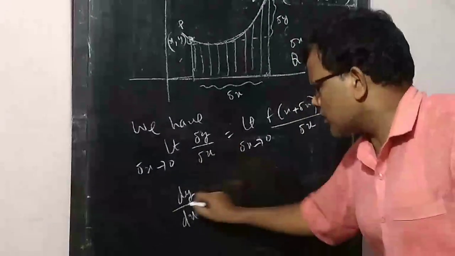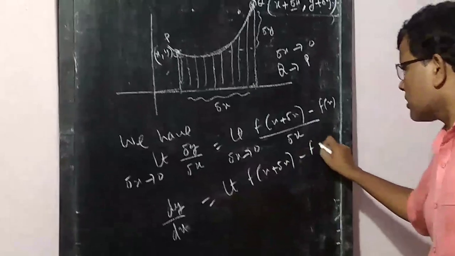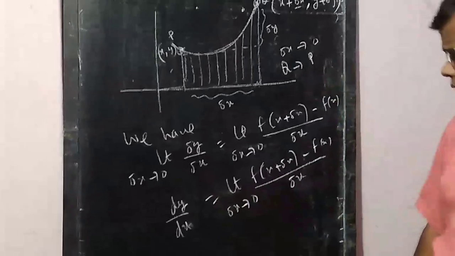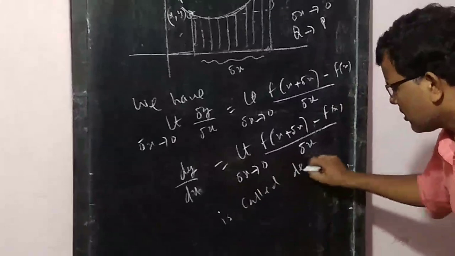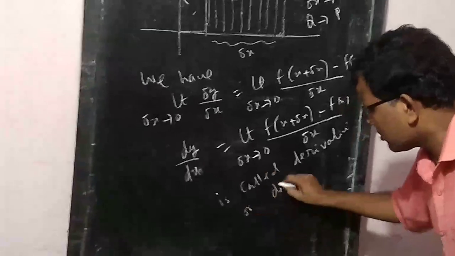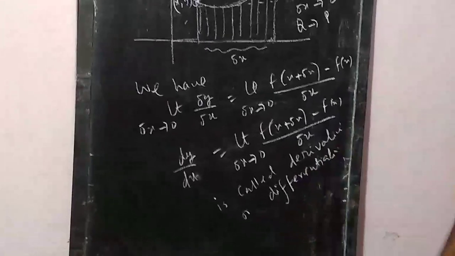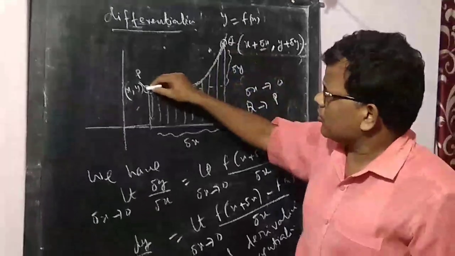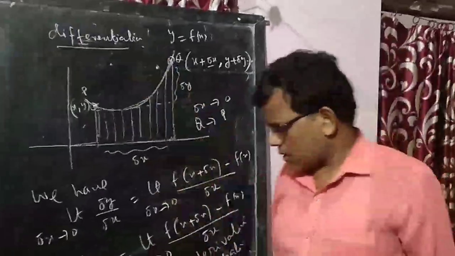This is written as dy by dx is equal to limit of f(x plus del x) minus f(x) whole divided by delta x, as delta x tends to 0, and this is called derivative or differentiation. And the whole process, whenever delta x tends to 0, the point Q getting closer to P, is nothing but differentiation.